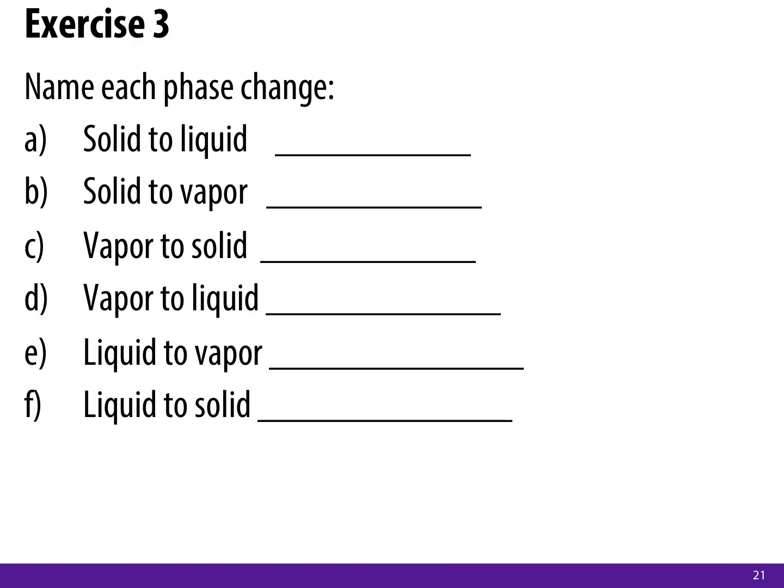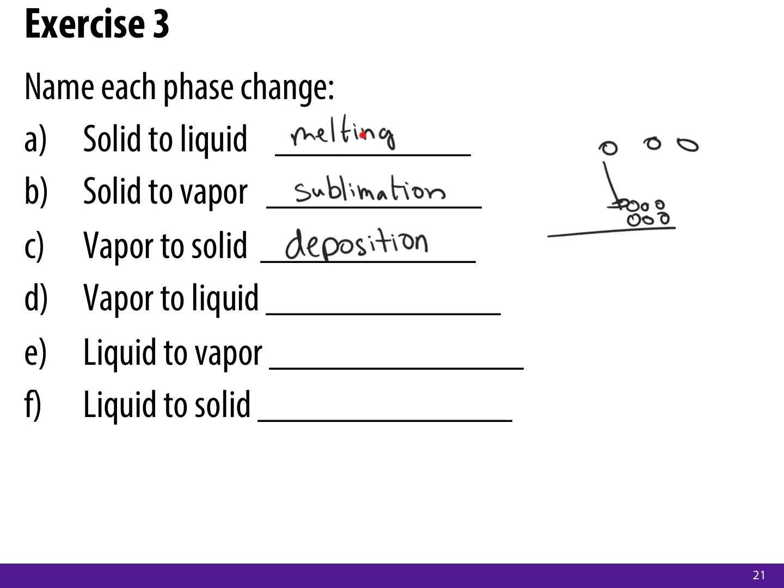Okay, our last problem here, naming each phase change. Take a few seconds and then I'll show the solution. Okay, most of these should be pretty familiar. A few of these terms a little bit less so, but I'll put them down. First 3 here: solid to liquid is melting, solid to vapor is sublimation. Vapor to solid is deposition, that's sometimes the hardest one. You can think about depositing the vapor onto that solid surface. Vapor to liquid is condensation.